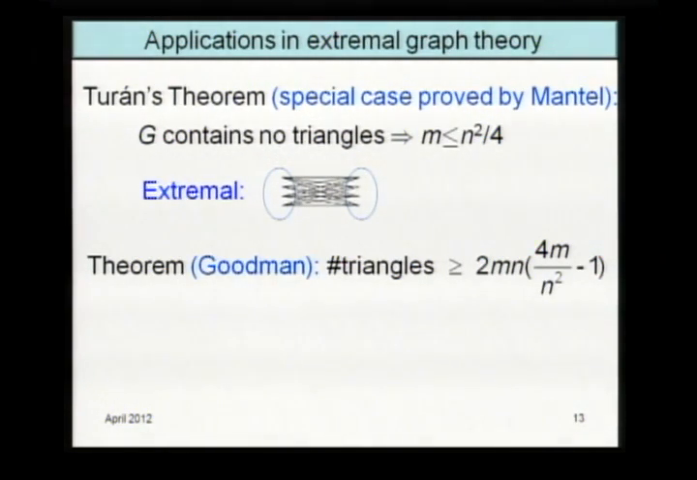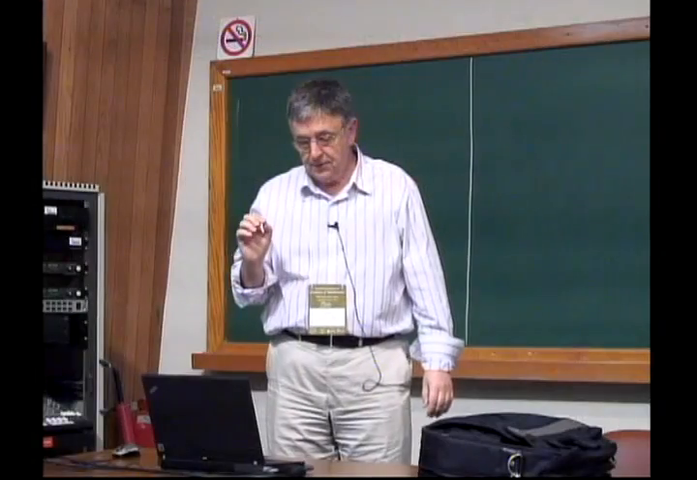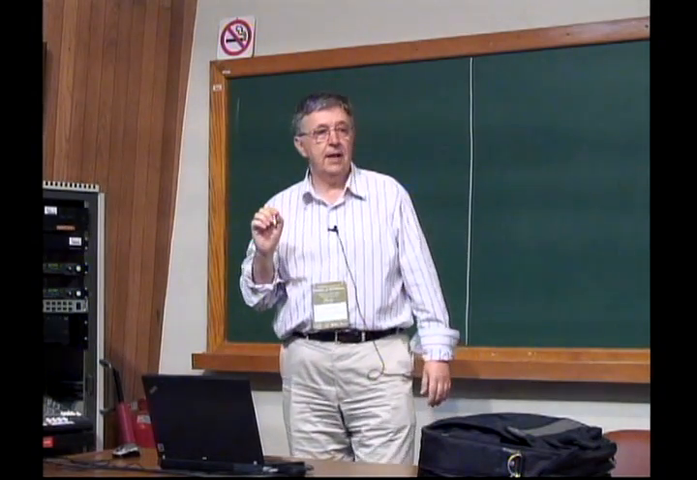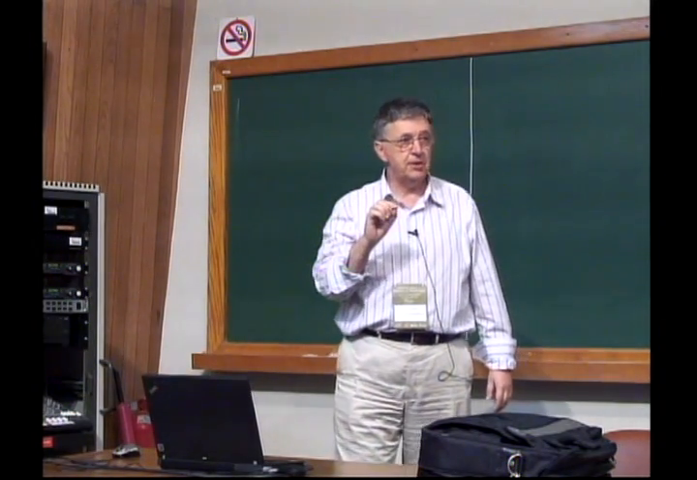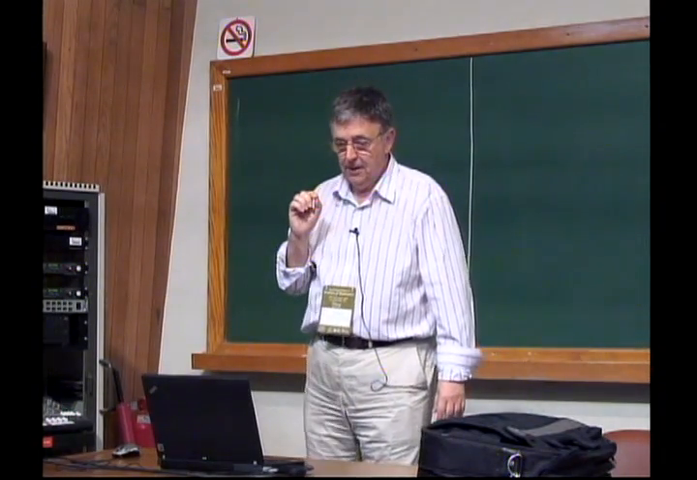Okay. So let me quote another old theorem. It's the Kruskal-Katona theorem. Again, a very, very special case. It gives an inequality in the opposite direction. So I tell you the number of edges, how many triangles can the graph at most have.